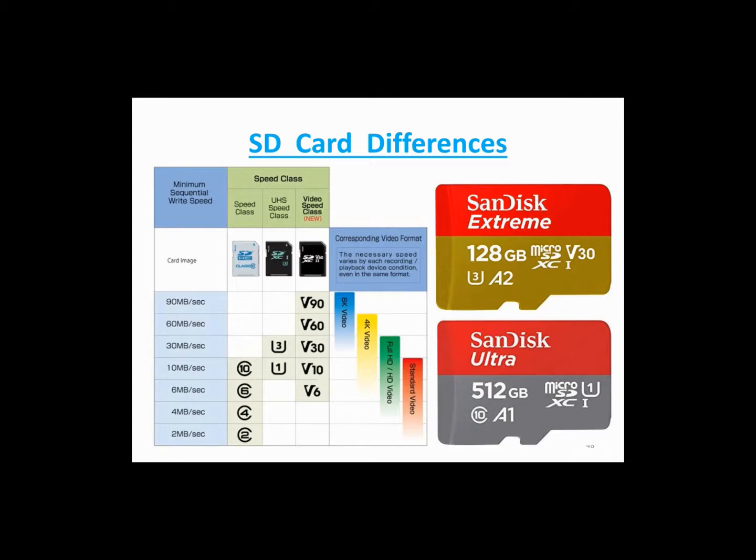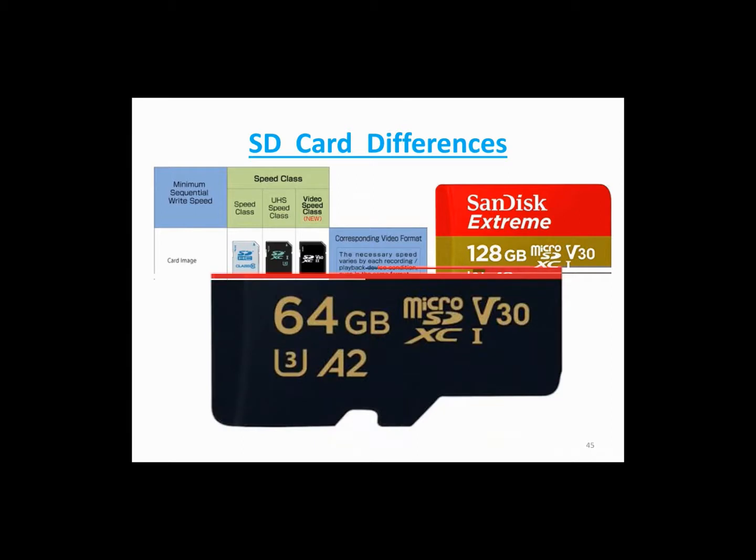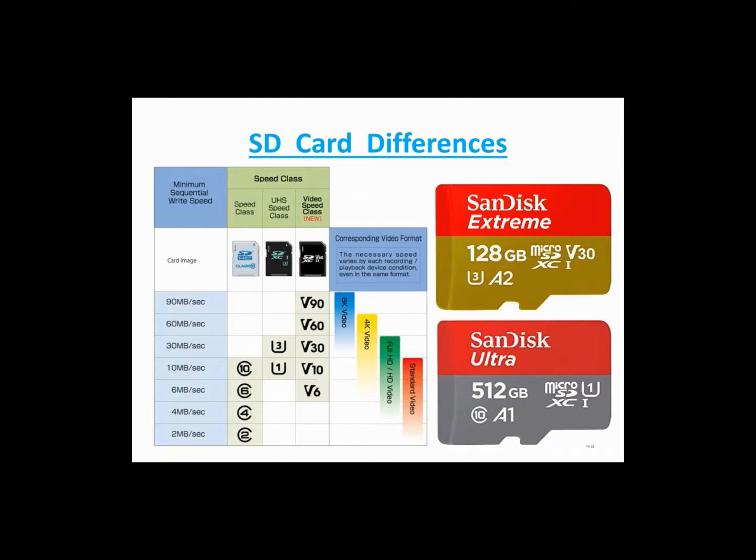Likewise, if you're going to be having standard video, which is the red one on the very far right hand side, you don't want to be getting a V90 or a V60 or a U3, which is a V30. You'll see how the data transfer is just not going to match. The read-write speed is too fast for what you need, and vice versa.